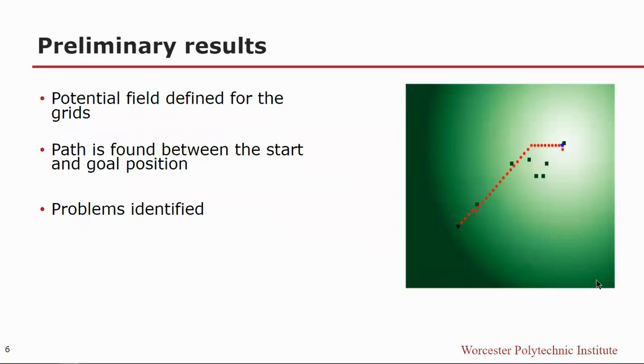Now for our results, we have successfully defined potential field for the 2D grid using the formulas shown in the previous slides. And using these potential fields, we were successfully able to find the path between the start and goal position as shown in the figure here. And one of our major results was that the problem of oscillation near the goal was successfully identified in this method.